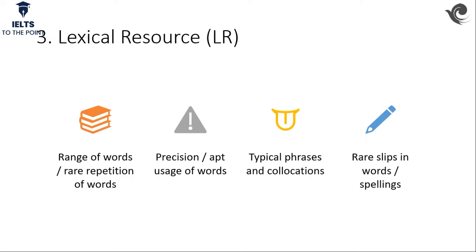Let's talk about lexical resource. As far as lexical resource is concerned, you need to have a range of words or rare repetition of words. Then you need to have precision while using these words. Ensure that instead of chasing hi-fi vocabulary, you are specifically targeting the precise usage of the words, or the apt usage of the words. Then you need to have typical phrases and collocations. Last time, on the 6th of November, we looked into some of the typical phrases that we can use in formal as well as in semi-formal letters.